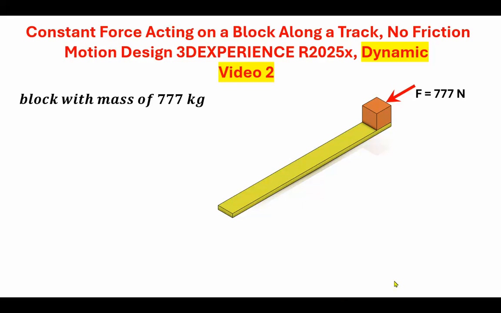So we have a block which has a mass of 777 kilograms, and I'll talk about why you have this weird number, and it's being pushed with a force of 777 newtons along a track, and there's no friction. Okay. So first of all, for dimensions, let me assume that the size of the block is 1 meter by 1 meter by 1 meter.